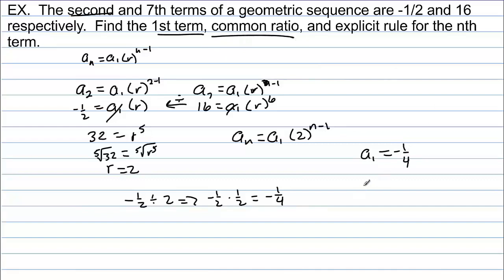What does it want? The common ratio. We found that: the common ratio is 2. And the explicit rule for the nth term. Did I write that down? Let's see. I didn't. So a sub n equals a sub 1, negative 1/4, times 2 to the n minus 1.